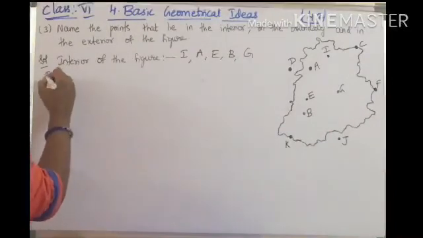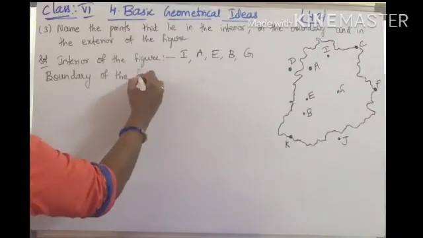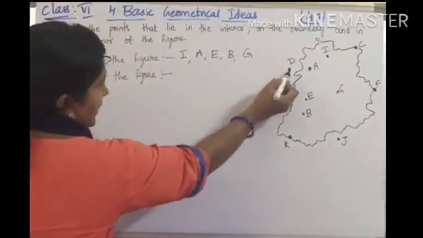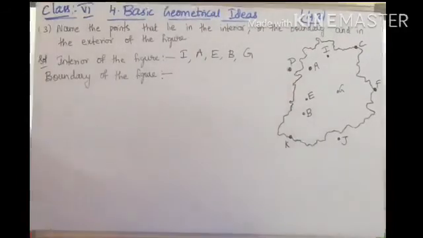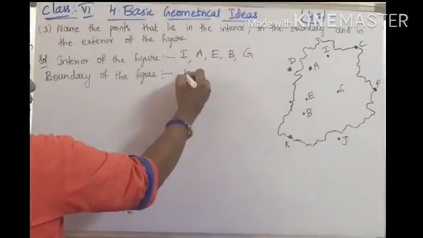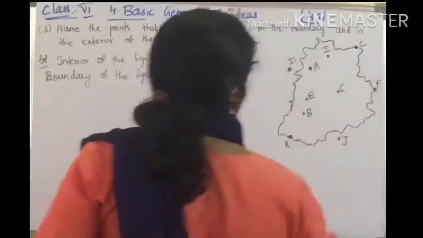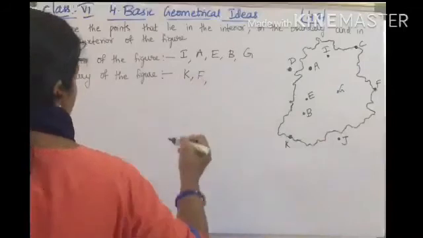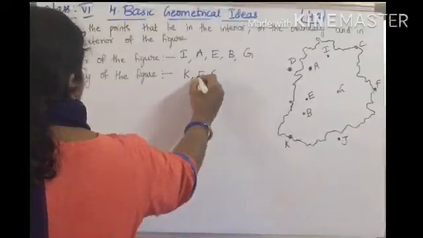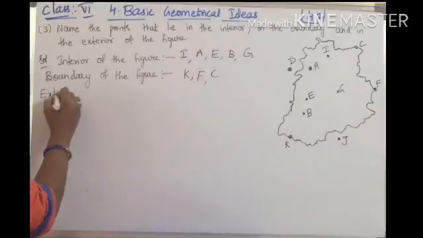Next, coming to the boundary of the figure. On the boundary, see which points are located. D is outside of the figure, so it does not come under the boundary. Here K is on the map, so K is on the boundary, and F is also on the boundary. If you see here one more point, C is also on the boundary. So 3 points are on the boundary: K, F, C. Is that clear?